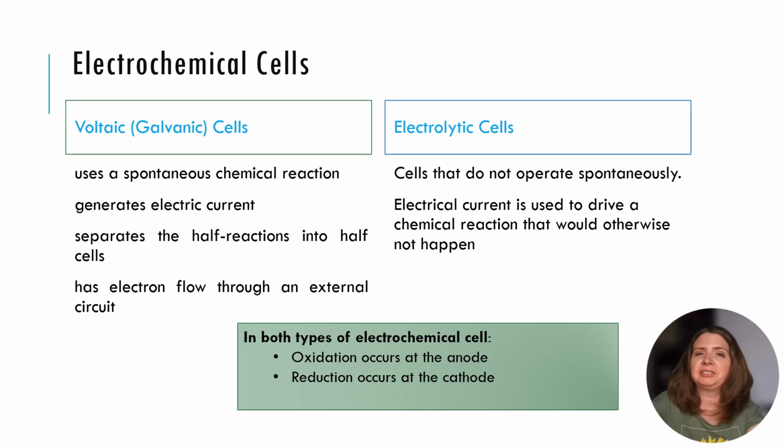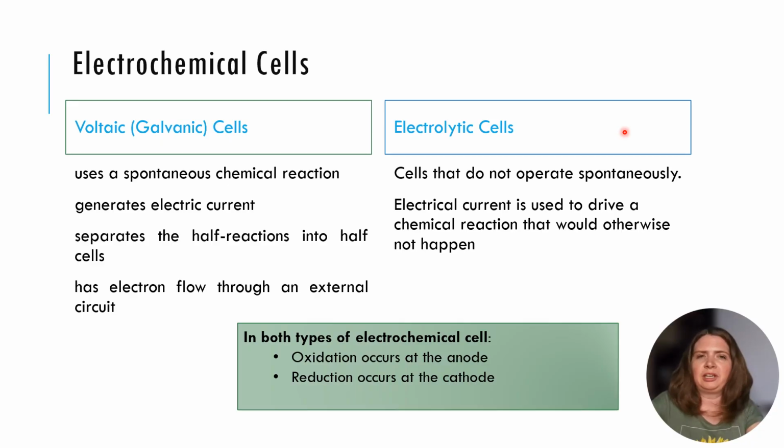Redox reactions always involve two half reactions, one for oxidation and one for reduction. In an electrochemical cell, these half reactions can be separated to harness the flow of electrons. Electrochemical cells come in two main types: Voltaic or galvanic cells, which use a spontaneous redox reaction to generate electrical current. The other type of cell is known as an electrolytic cell, which requires external electrical energy to force a non-spontaneous chemical reaction to occur.